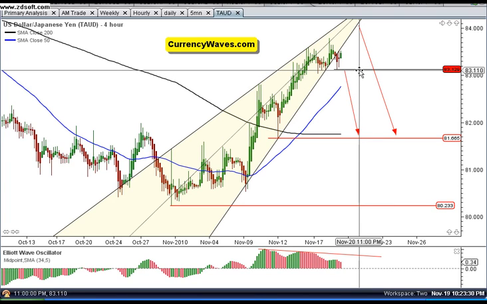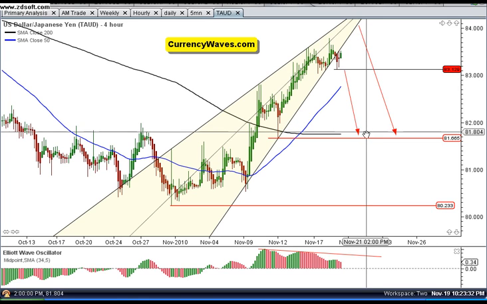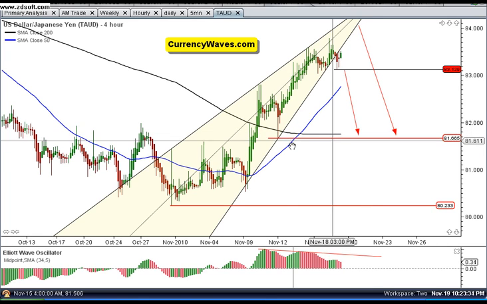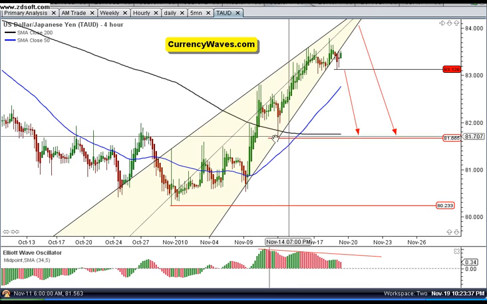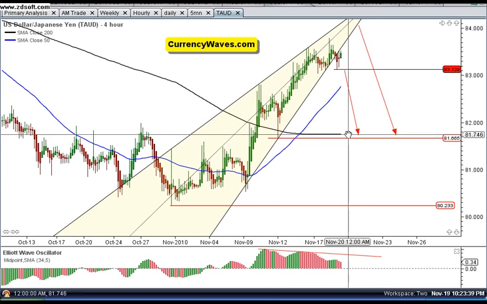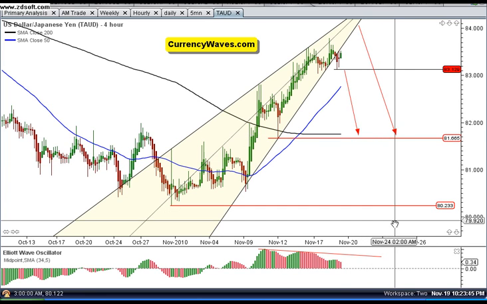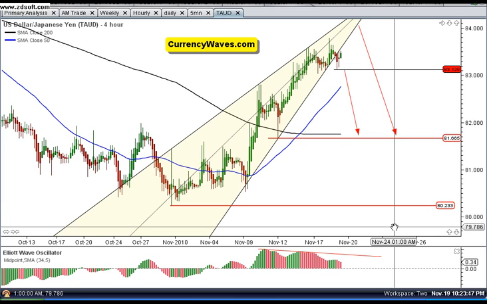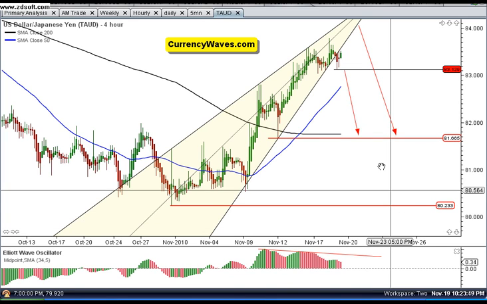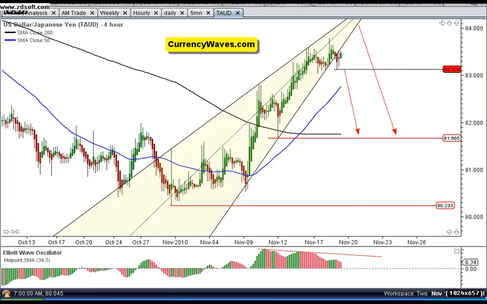But a break below the 83.13 could send it down to the 81.66 here to test this previous low back here and the 200-day moving average. Any deeper pullback could send it down to new lows and possibly all the way down to 78.